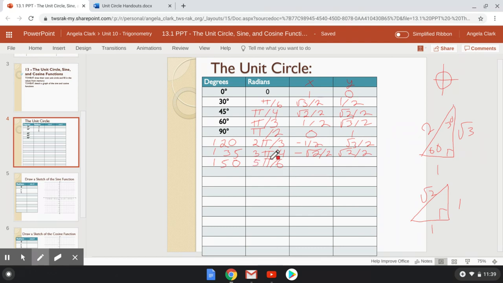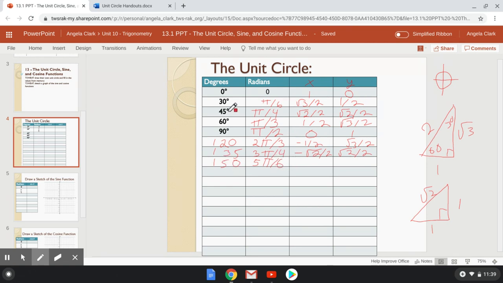5 pi over 6 in radians. Notice that it corresponds with a 30-degree angle, pi over 6. The denominator is 6. So that, for me, really helps me remember what angle it's corresponding with: the denominators match in radians. For me, that's the easiest way to remember, oh, this is a 30-degree angle, because the denominators in radians match.